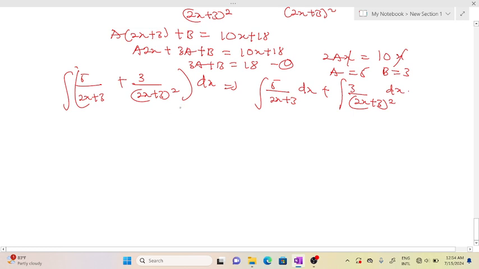So at this point, I'm going to tackle this part first. If you have 5 over this, 5 is a constant, so I'm going to have 5 out, integral of 1 over 2x plus 3 dx, right? Plus here, 3 out, integral of what? 1 over 2x plus 3 all squared dx, right?